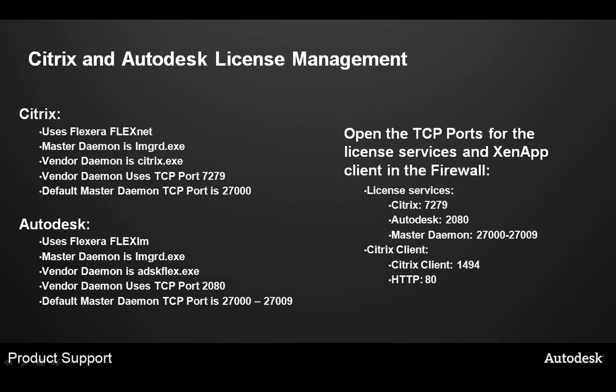Oftentimes, firewall port considerations need to be made. So for the license services, you've got 7279 for Citrix, 2080 for Autodesk, and the range of 27000 through 27009. For that range, you need only open the ports for which you have license managers configured. Also, the Citrix client uses 1494 and HTTP port 80.